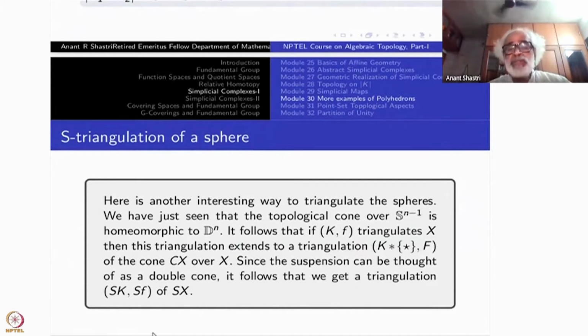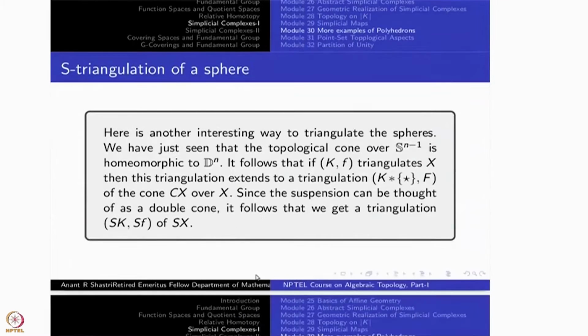Okay. Since the suspension can be thought of as a double cone, it follows that we get a triangulation SK, Sf of SX. This is a more general statement I am making. But here already we have observed that S^0 suspended n times will give you the sphere. So I come back to that one now.